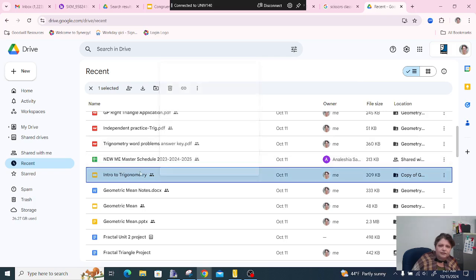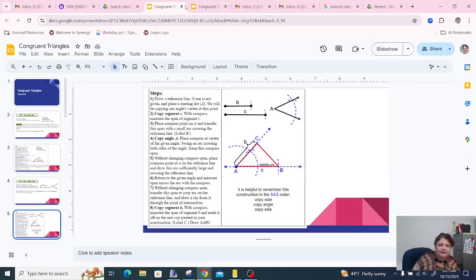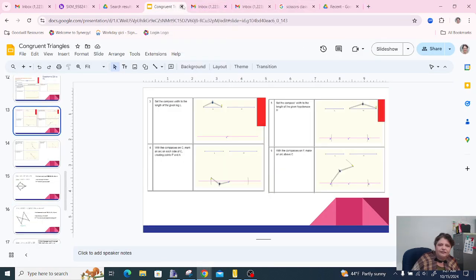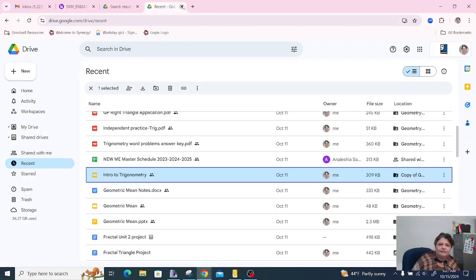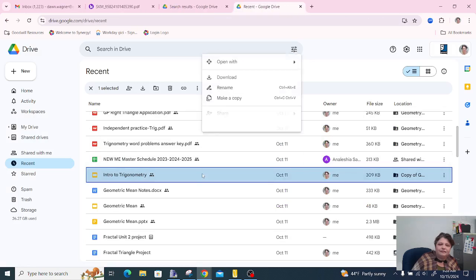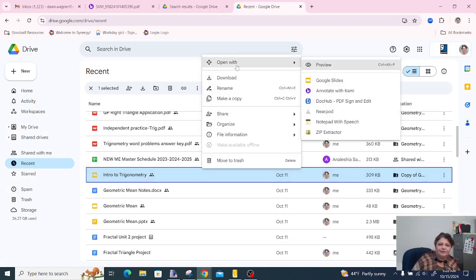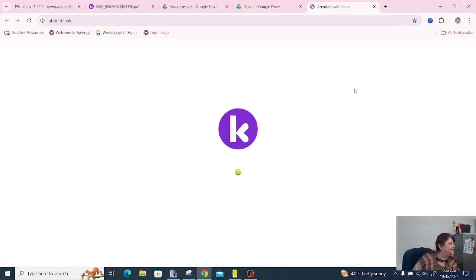How come it's not letting me open with Cami? Yeah, I was wondering if that's why it wouldn't open for me. I think that's what it was. I was using too much memory.